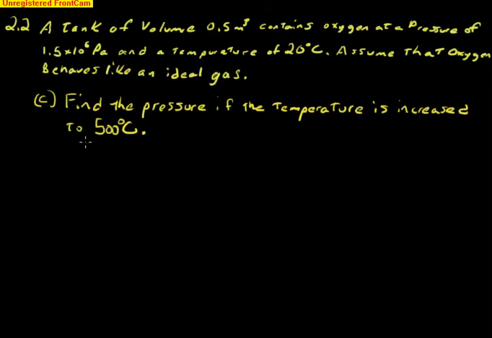Okay, for part C of 2.2 in Carter's thermodynamics, we're asked to find the pressure if the temperature is increased to 500 degrees Celsius. First thing off the bat, let's get rid of this Celsius. If you go over part A in the first video, you can see how to easily find kelvins from Celsius. What the heck, I'll just do it right now.